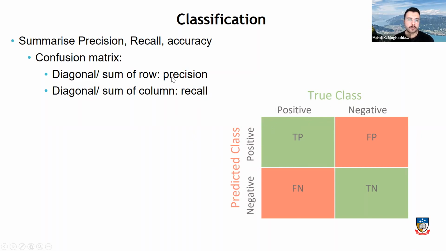Anyway, if this is the confusion matrix that you have and it's not normalized, then some of the rows would show you the precision and some of the columns would show you the recall. And the reason is the formulation of the recall and precision that we saw before.